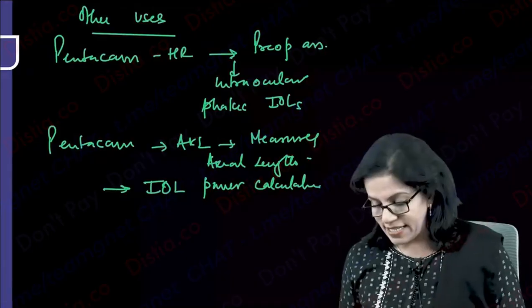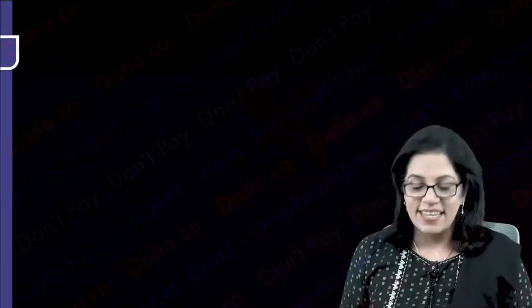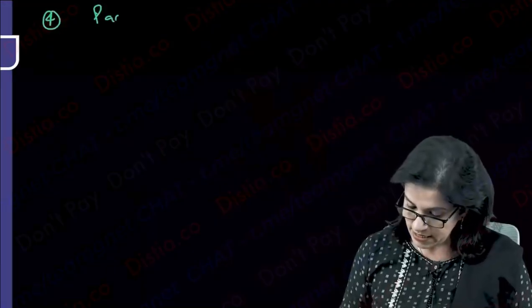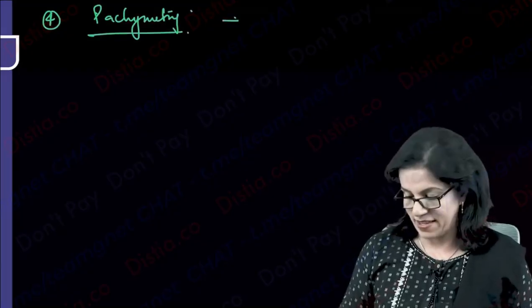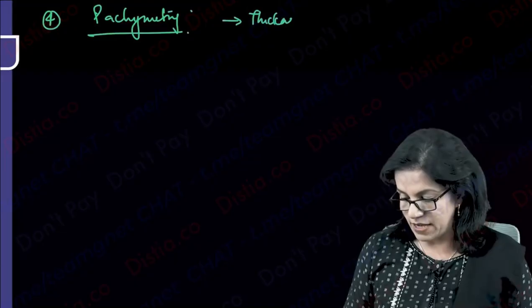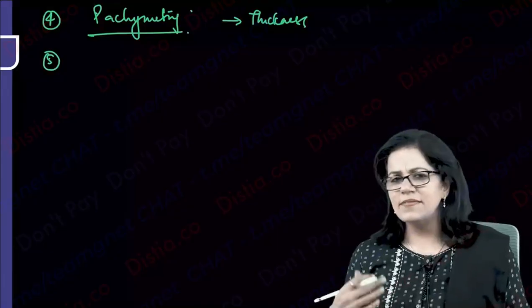We come to the next investigation after this. Of course, pachymetry is already done. So just to complete the list, pachymetry is measuring the thickness of the cornea. What else do we have to know apart from this? Any other investigation?